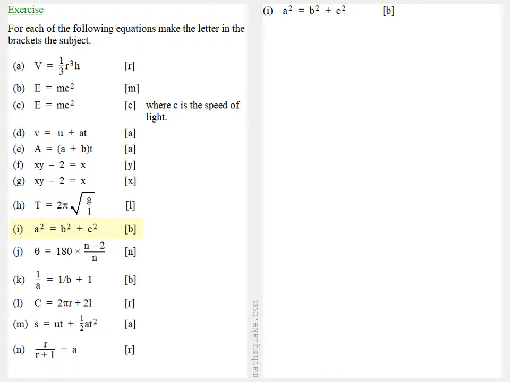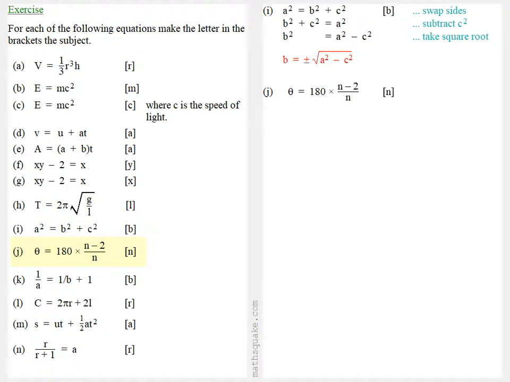In question I, we have a squared equals b squared plus c squared, and we're asked to make b the subject. So to get b on the left-hand side, we'll swap the sides, and that gives us b squared plus c squared equals a squared. Now if we subtract c squared, we'll end up with b squared on its own, so b squared equals a squared minus c squared. But we want b on the left-hand side, not b squared, so we'll take the square root of both sides, and we end up with b equals plus or minus the square root of a squared minus c squared.